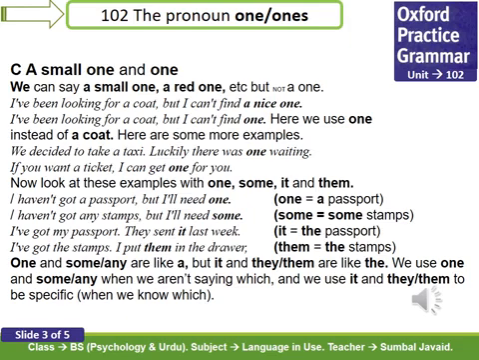Here are some more examples. We decided to take a taxi. Luckily, there was one waiting. If you want a ticket, I can get one for you. Now look at these examples with one, some, it, and them. I have not got a passport, but I will need one. One means a passport. I haven't got any stamps, but I will need some. Here some means some stamps.